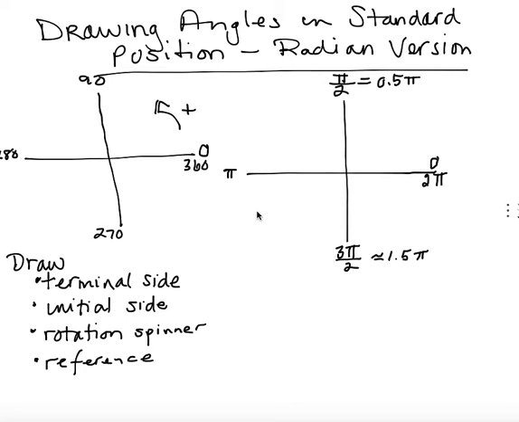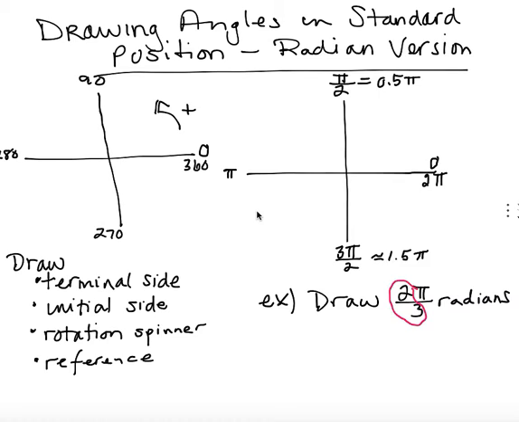So for instance, let me start real basic here. For example, I want you to draw an angle that measures, let's say 2 pi over 3 radians. So if I want to do that, the first thing I want to do is I want to think, where does 2/3 of pi fall as I go around my rotations? So this is what I mean.